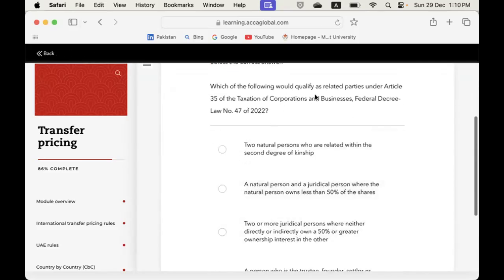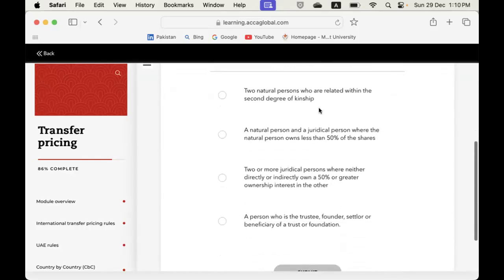Which of the following would qualify as related parties under Article 35 of the Taxation of Corporate Law? Two natural persons who are related within the second degree of kinship. It was fourth degree of kinship. Okay, the natural persons and a juridical person where the natural person owns less than 50%, wrong, at least 50%.